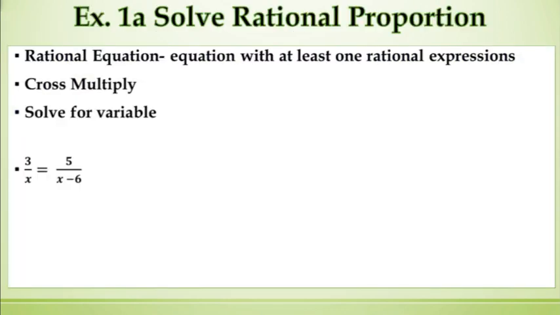Solve rational proportion. Remember, proportions are two ratios that are equal to each other. In order to solve these, we need to cross multiply and then solve for the variable. So this first example, we have 3 over x is equal to 5 over x minus 6. Our first step is to cross multiply.